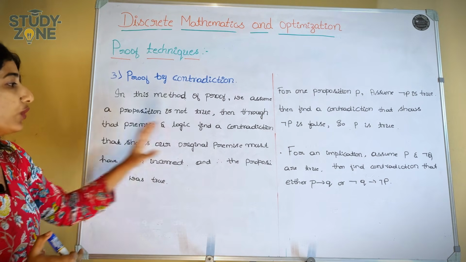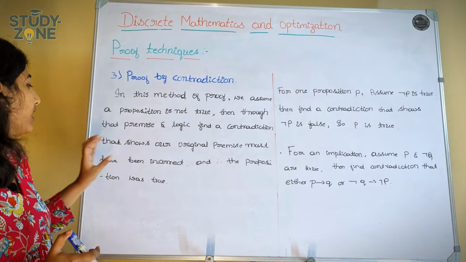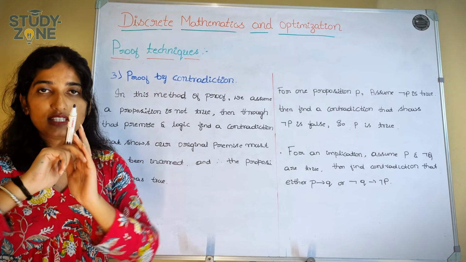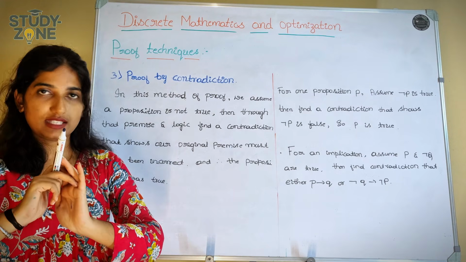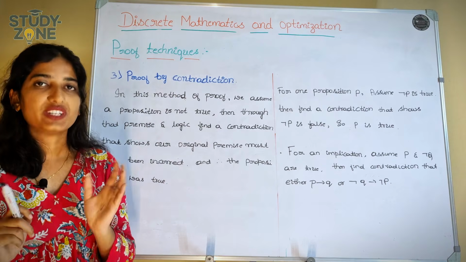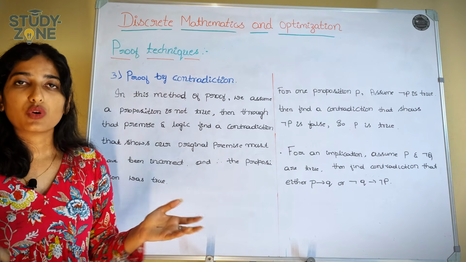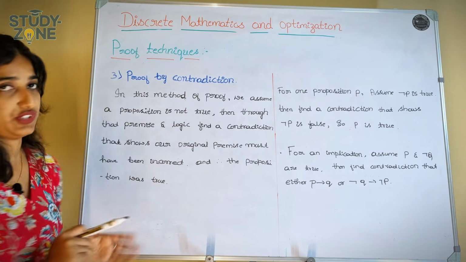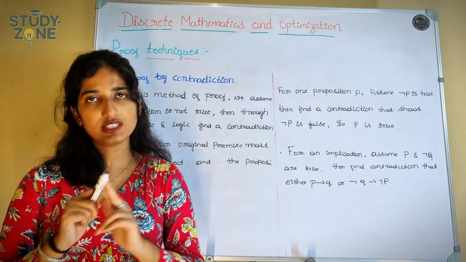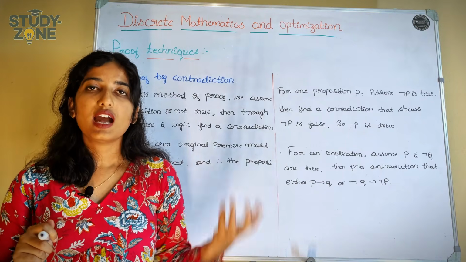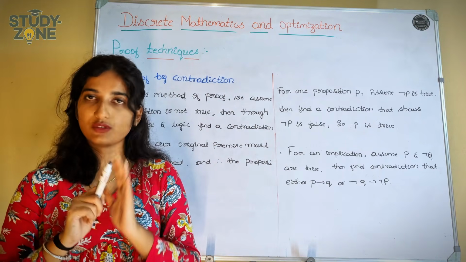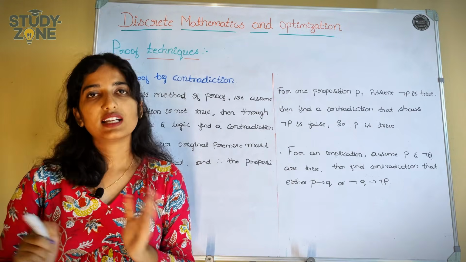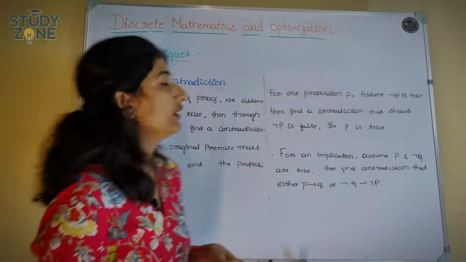That shows our original premise must have been incorrect, which means our original premise, that this pen is a pencil, might be incorrect. Yes, it is incorrect. So this is false and therefore the proposition was true. Our proposition was this is a pen, right? We are taking the assumption that this is a pencil, this is not a pencil, therefore our assumption that it is a pen is correct. Is it clear?